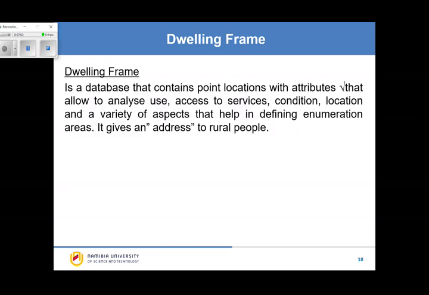Problems with the dwelling unit. Just another definition of the dwelling frame: it is the database that contains point locations with attributes that allow us to analyze use, access to service, condition, location, and a variety of aspects that help define enumeration areas. So the ultimate goal of this dwelling unit is to define more accurate enumeration areas, and also to give an address to the rural people, to give a coordinate. A coordinate at the end of the day is an address, so it should also be used for this purpose.